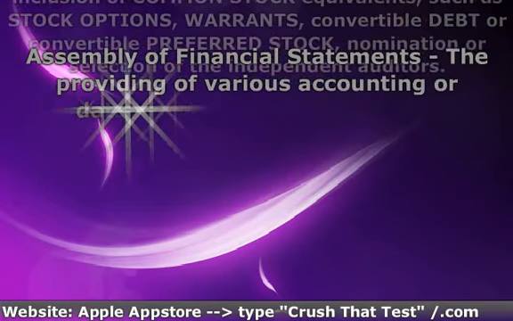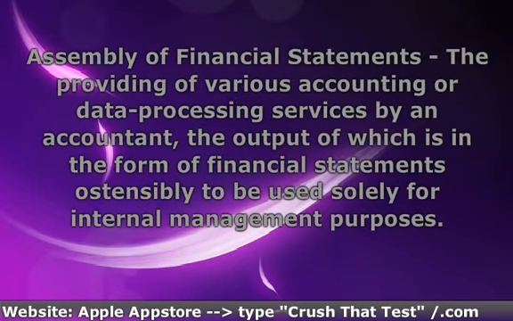Assembly of financial statements: the providing of various accounting or data processing services by an accountant, the output of which is in the form of financial statements ostensibly to be used solely for internal management purposes.